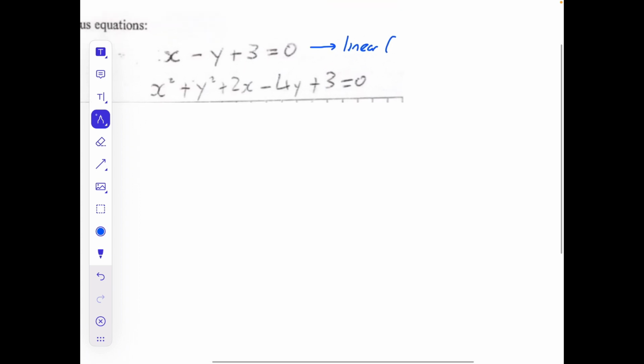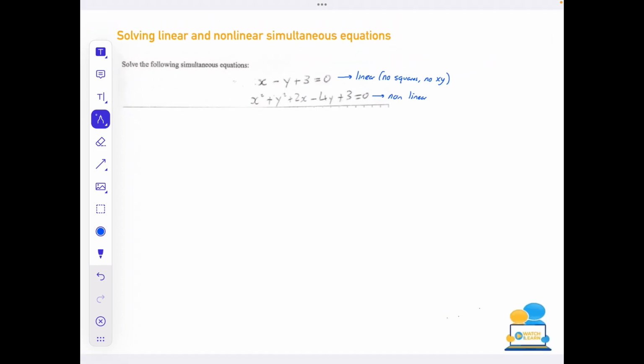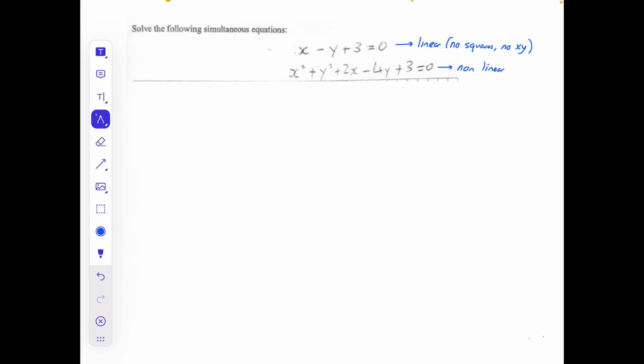What linear means, if you graph it, it would be a line. But we're not going to go into that right now. Linear just means one with no squares, no x multiplied by y, or anything weird. Then this is our non-linear, which can have squares, like x squared, y squared. It could have x multiplied by y. So that's our non-linear. So that's our step 1. Figure out which is your linear and which is your non-linear.